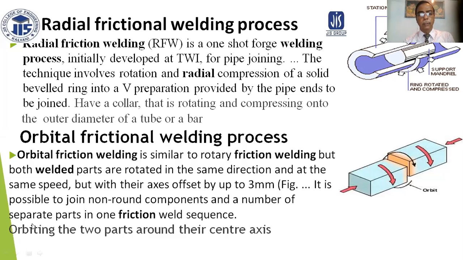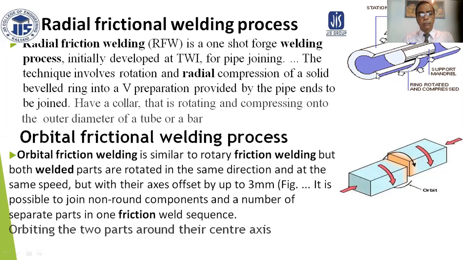We have a collar that is rotating and compressing into the outer diameter of a tube or a bar. This is the stationary clamp, pipe, and support mandrel. This is the support mandrel and the ring, rotated and compressed. The collar is rotating and compressing into the outer diameter of the tube or the bar.